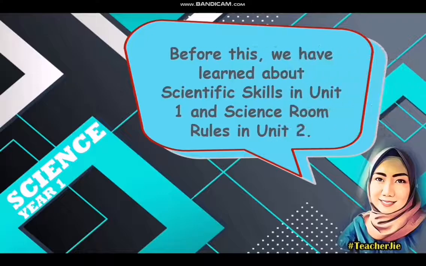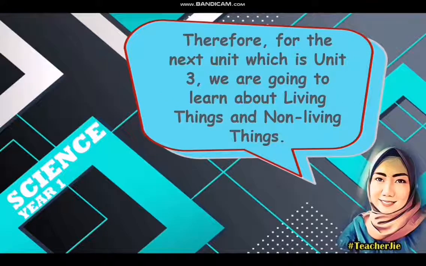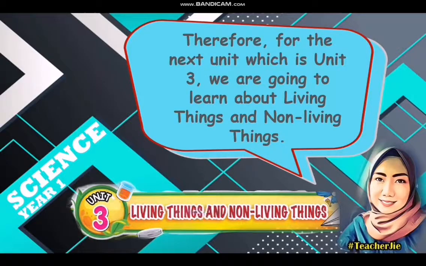Before this, we have learned about scientific skills in Unit 1 and science room rules in Unit 2. Therefore, for the next unit, which is Unit 3, we are going to learn about living things and non-living things.